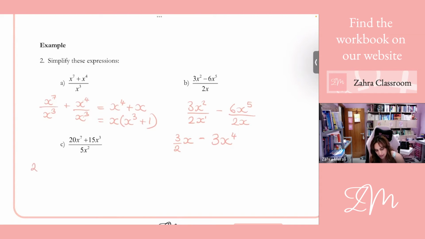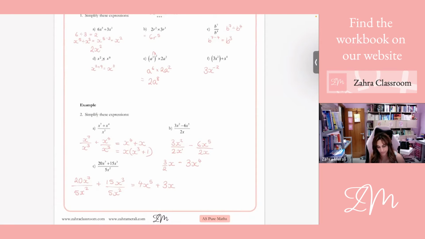Right, last one here. So we're going to say everything on the top is divided by whatever's on the bottom. I'm going to separate it out first. Do the numbers first. 20 divided by 5 to give us 4. And then we've got x. And then we've got x to the 7 divided by x to the 2. So we're doing 7 take away 2 to give us 5. 15 divided by 5 to give us 3. And we're going to have x because we're going to have 3 minus 2. All right, so I hope that makes sense. I've done it quite quickly, but there should be revision of rules that you've done before.